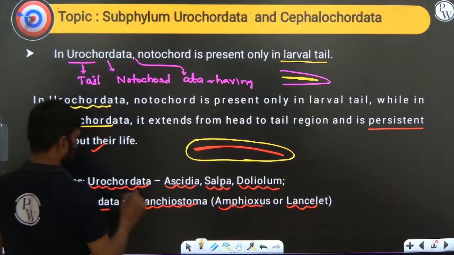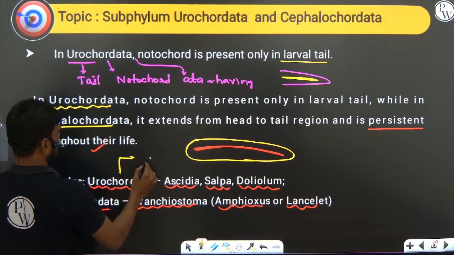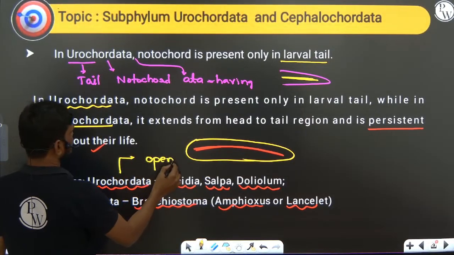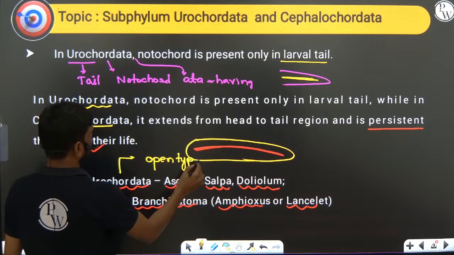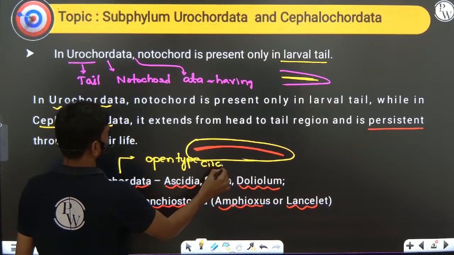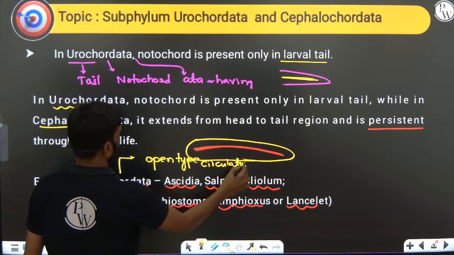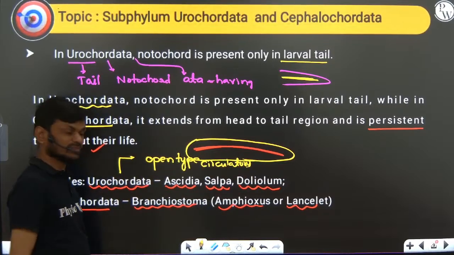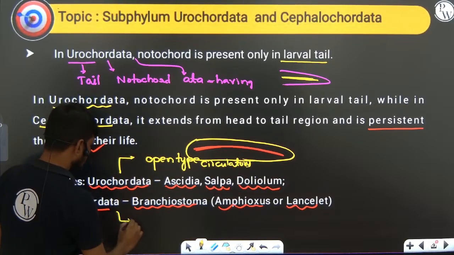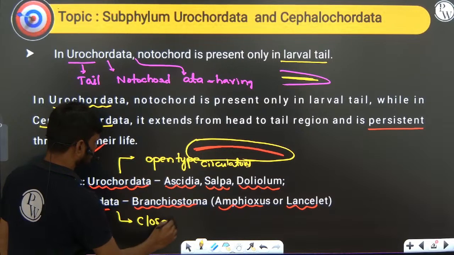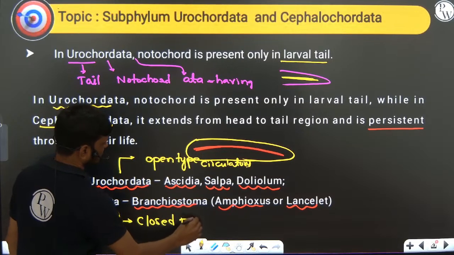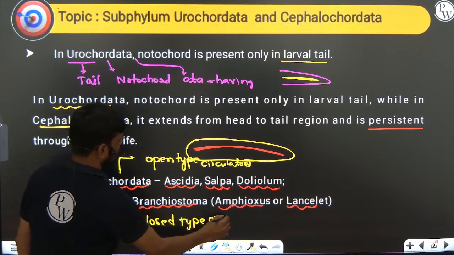In Urochordata, this is an extra point: an open type circulatory system is present. Here, in Cephalochordata, a closed type circulatory system is present.